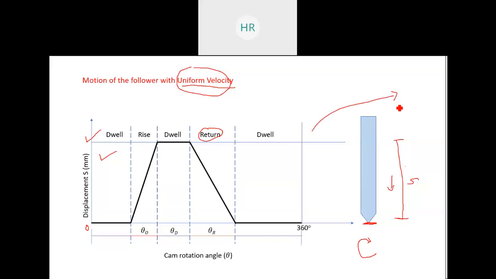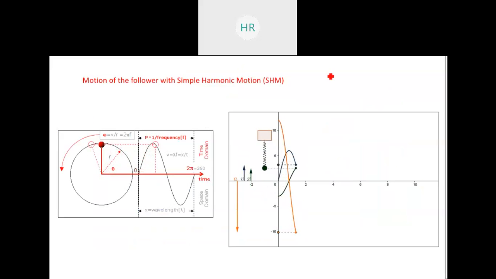एग्जाम में आपको 7 मार्क्स का क्वेश्चन आता है कि ड्रॉ द कैम प्रोफाइल when the follower is having uniform velocity motion. Required data will be given to you, but this is the general procedure. This will be followed every time when you are given that the follower motion is with uniform velocity. Okay, so let's move to the next motion.